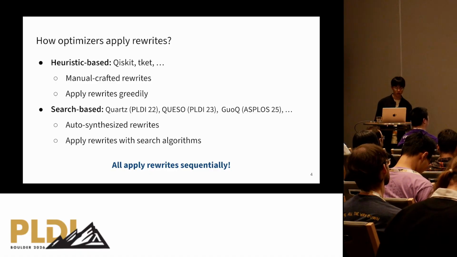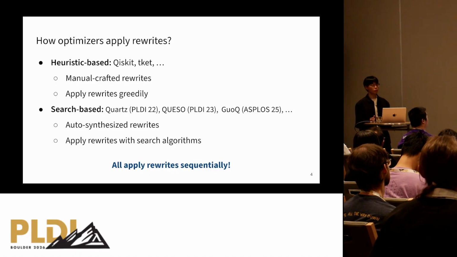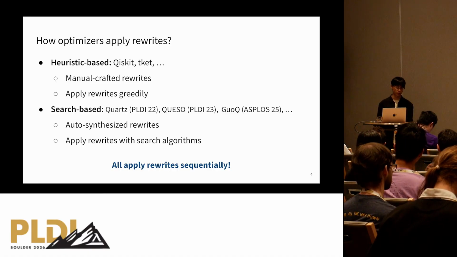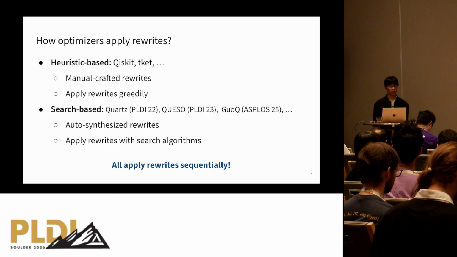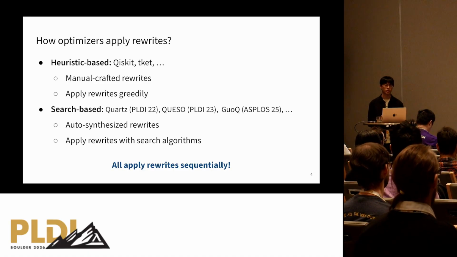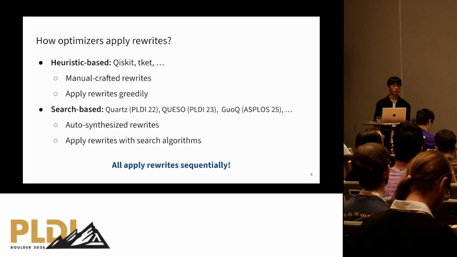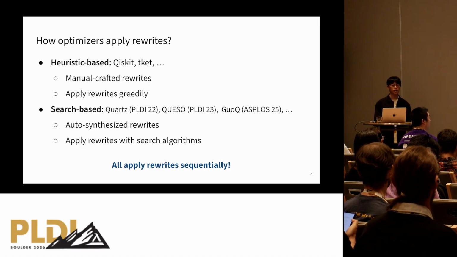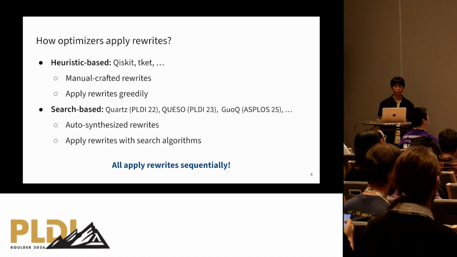However, the question is that no matter what optimizers they are, and no matter what search algorithms they use, whether heuristic or search-based, all of them apply those rewrites sequentially. So what do we mean by sequential? Sequential means that each rewrite takes the output of the previous rewrite as its own input, and does that iteratively.